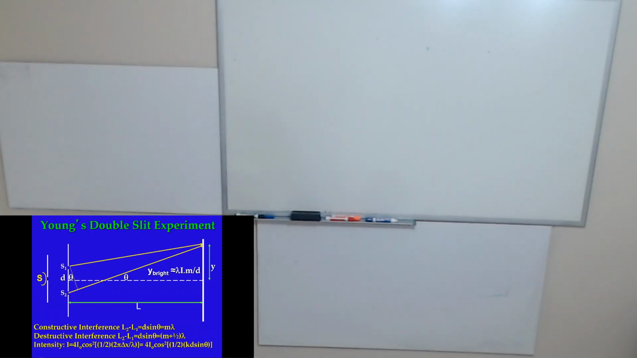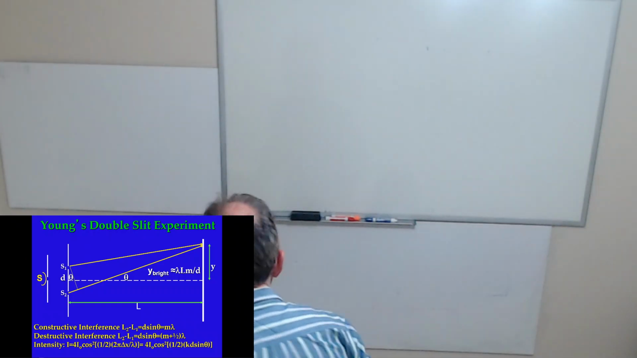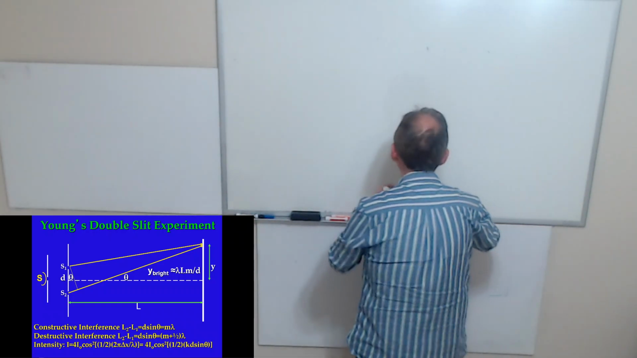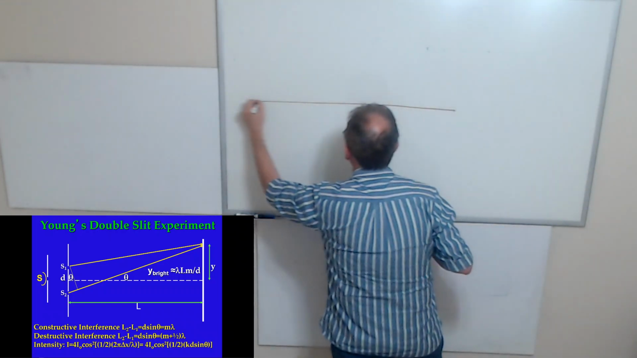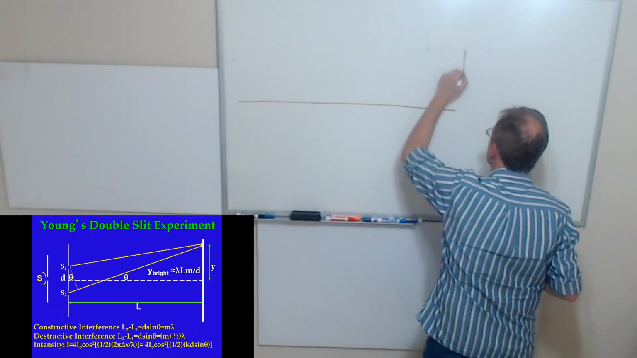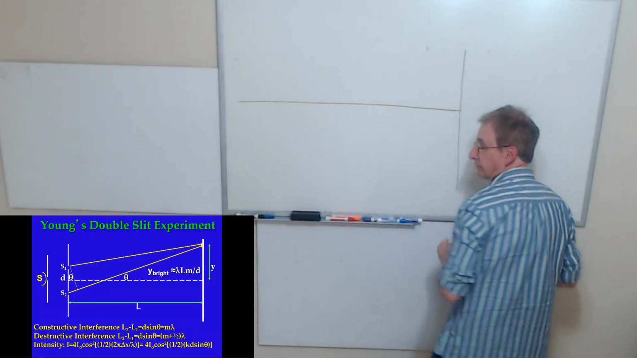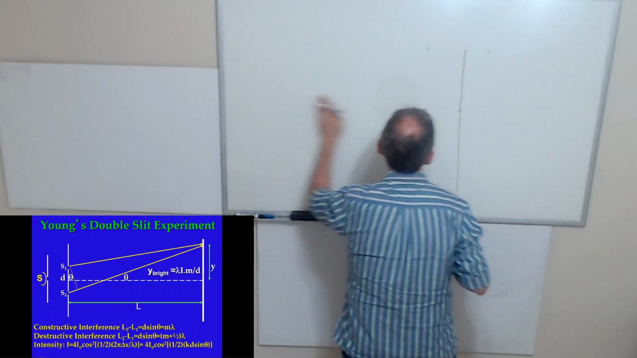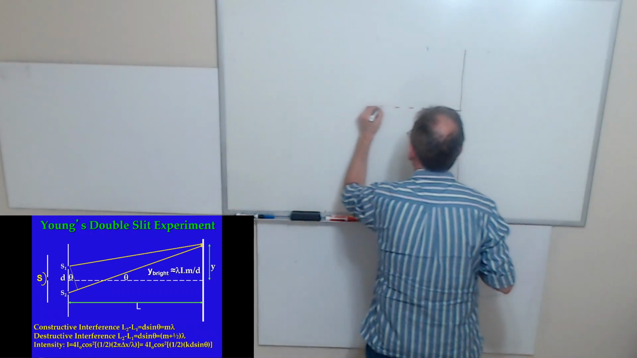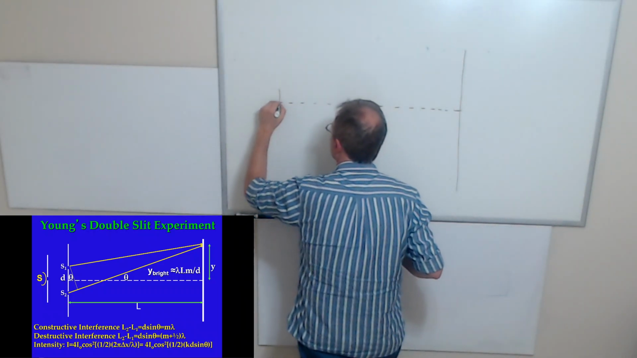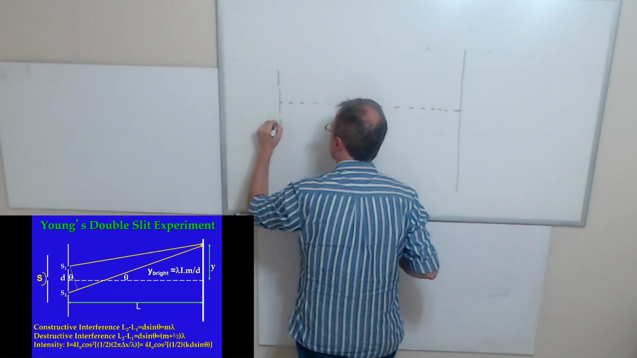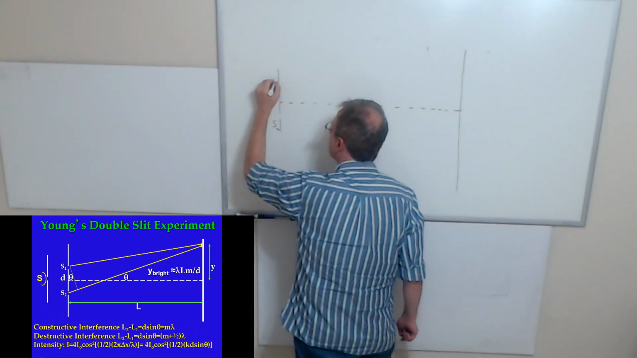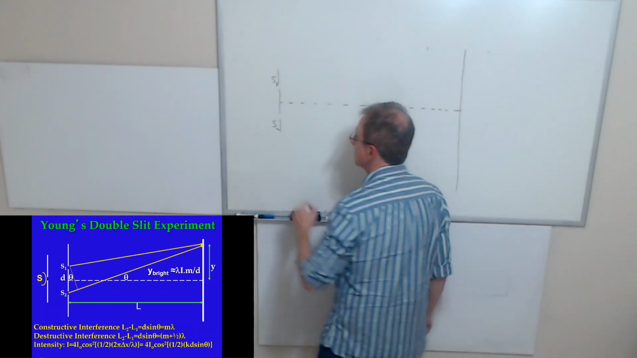So let me go to the board, draw a picture of the system. Let's draw an axis, and then we'll draw a screen on which we will observe the interference pattern. Let's make this a dotted line. This is an axis. And you'll have two slits. We'll call this slit 2, and this bottom slit we'll call 1. And we have some source of light.